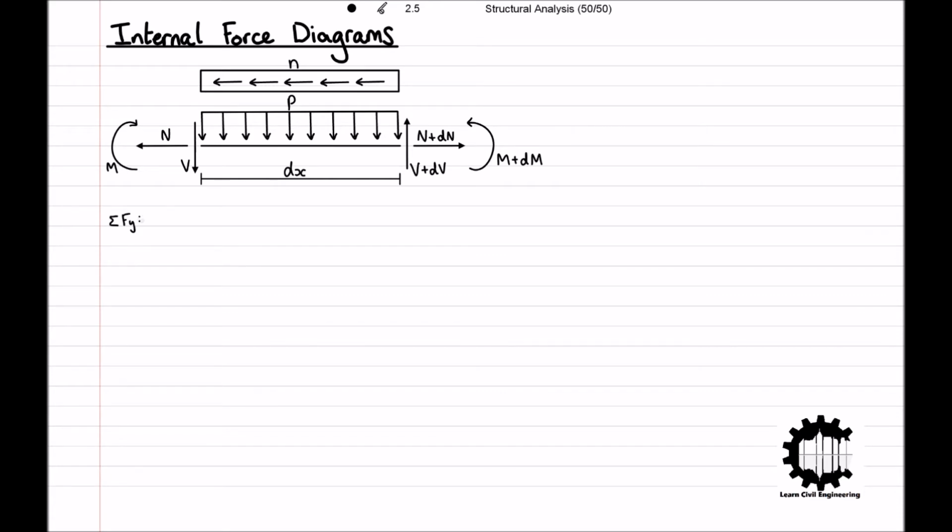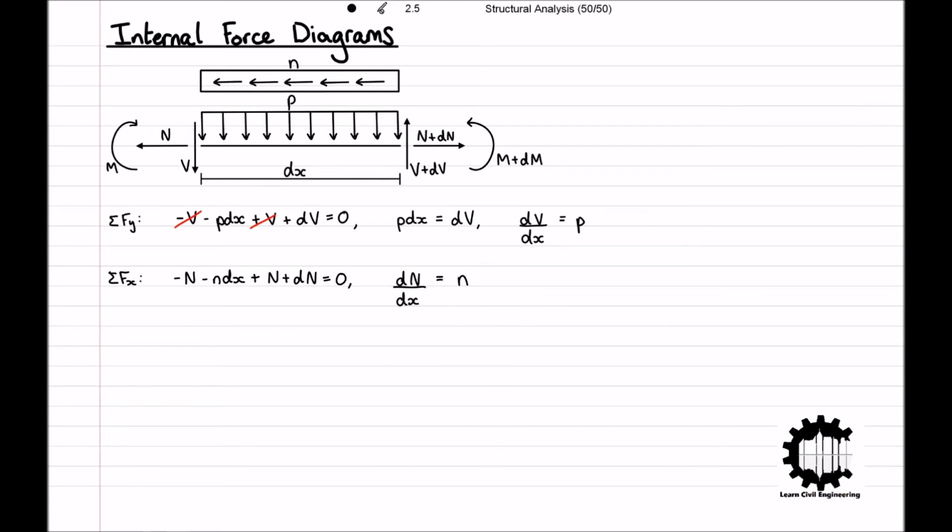Equating the sum of all vertical forces to equal 0, we get -V minus P dx plus V plus dV equals 0. The negative V cancels out with the positive V, giving us P dx equals dV, and then we can rearrange to get dV by dx equals P. Doing the same for the sum of all horizontal forces, we get -N minus N dx plus N plus dN equals 0. And notice that this is the same case as we saw for the vertical forces, so we know that the equation is equivalent to dN by dx equals N.